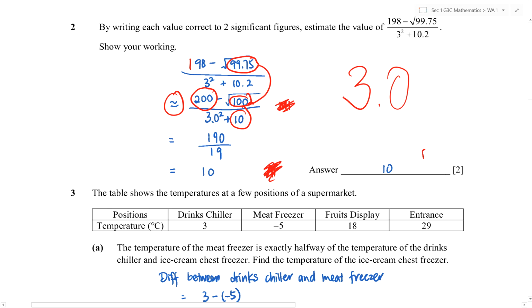So this one is marked as B2, which means that for every error I minus 1 mark. So if you wrote 3 instead of 3.0, you minus 1 mark. If you have another mistake, you minus another 1 mark, up to a maximum of 2 marks. Okay, so the value over here will be 10.